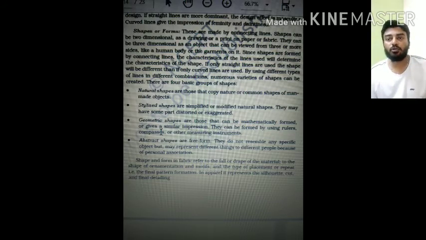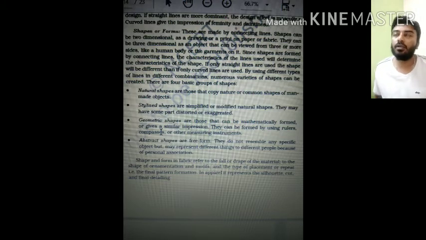Now shapes can be two-dimensional, as a drawing or a print on paper or fabric. They can be three-dimensional also, as an object that can be viewed from three or more sides. So if it is visible from three sides, then it is three-dimensional, like a human body or the garment on it. Since shapes are formed by connecting lines, the characteristics of the lines used will determine the characteristics of the shape. So if only straight lines are used, the shape will be different than if only curved lines are used. By using different types of lines in different combinations, numerous varieties of shapes can be created.